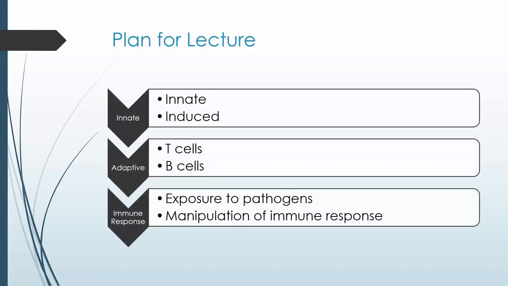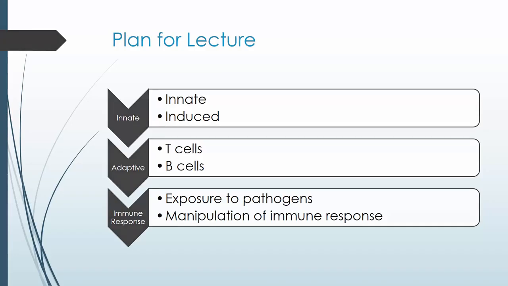So our plan for today, we're going to go through innate immune system responses, talking about both the innate and the induced immune response. We're then going to discuss the adaptive immune system, talking about T cells and B cells. And then finally, we're going to put it together in the entire immune response by talking about exposure to pathogens as well as some manipulation of the immune response.